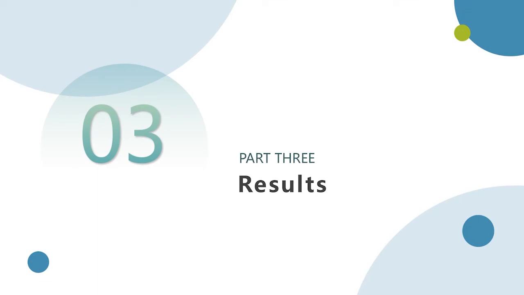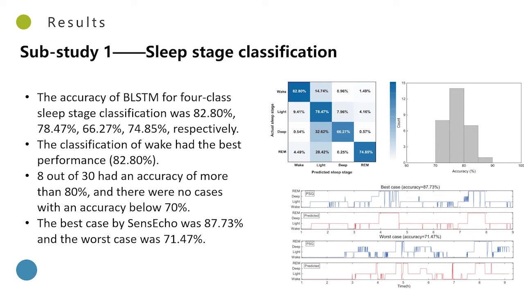Part 3 is results. In sub-study 1, compared with PSG for sleep state classification, the confusion matrix showed the accuracy of BRSTM for four-class sleep state classification. The classification of wake had the best performance. 8 out of 30 had an accuracy of more than 80%, and there were no cases with an accuracy below 70%. The best case by SensEcho was 87.73%, and the worst case was 71.47%.